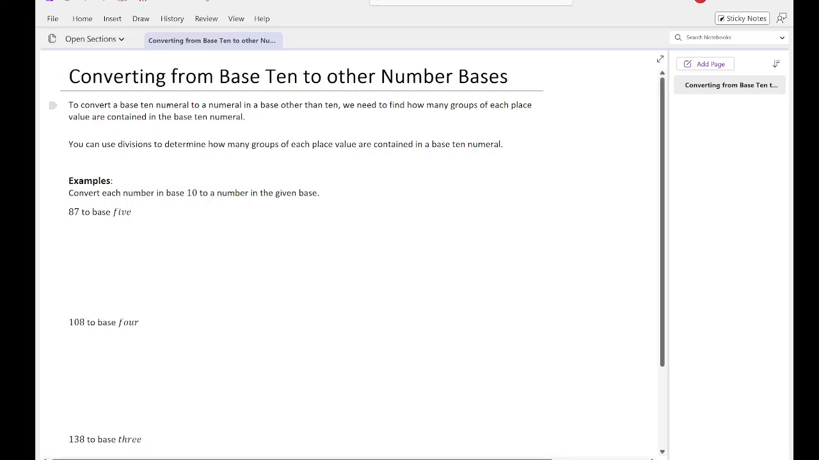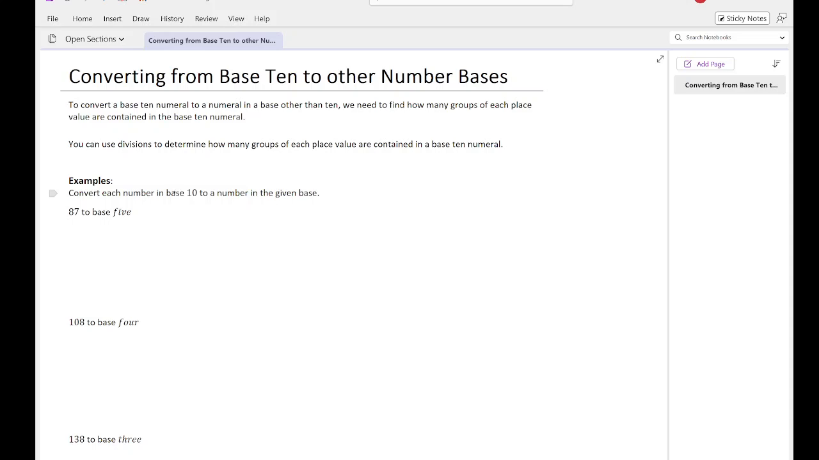To convert a base 10 numeral to a numeral in a base other than 10, we need to find out how many groups of each place value are contained in the base 10 numeral. You can use divisions to determine how many groups of each place value are contained in a base 10 numeral. Like the description is saying, we're going to be using division. It seems a little more difficult than it is, but it's actually fairly straightforward. You just gotta be patient and use a calculator for some basic arithmetic if you're unsure.